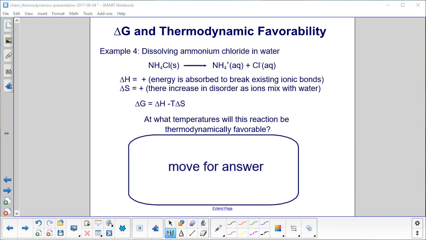Final example for this. Dissolve ammonium chloride in water. Delta H is positive because energy is absorbed to break existing ionic bonds, and delta S is also positive. There is an increase in disorder as ions mix with the water. So we have our Gibbs free energy here. At what temperatures will this reaction be thermodynamically favorable?